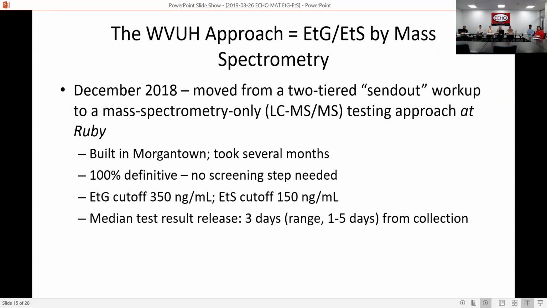Our approach is what we call 100% definitive, so you don't have to go through a screening step at all, and you just go straight to this mass spec. The ethyl glucuronide cutoff is 350, EtS cutoff 150, so if you add them up, they become 500. Very similar to the cutoffs that we use, but we take into account the EtS. And we can usually get the result out in about 3 days, and the range is 1 to 5 days from collection. So we try to make it pretty similar to what we had before and make it amenable to clinical work. But this was just the outline of what we decided to do based on our experience from the year of sending it to another laboratory and dealing with the headaches associated with that.